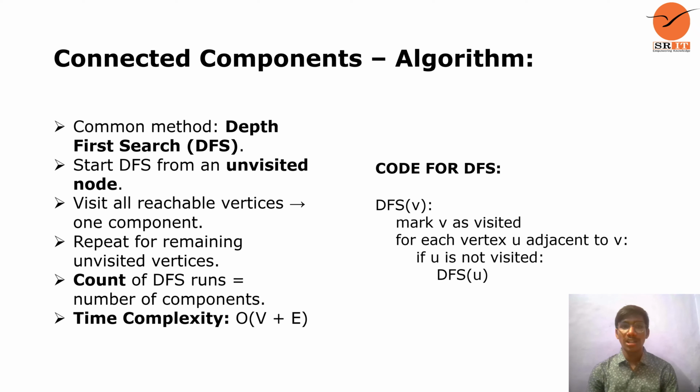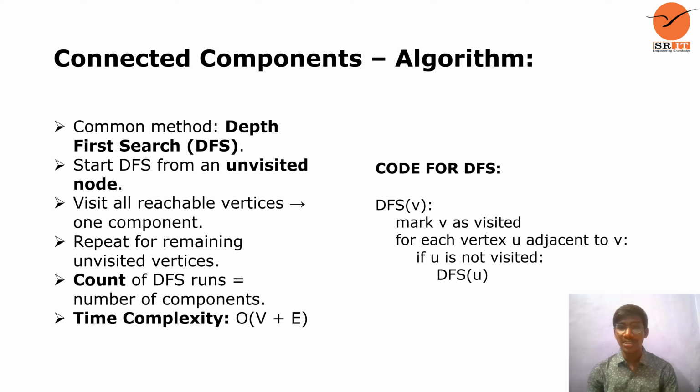Connected components algorithm. A common method is depth first search. Start DFS from an unvisited node and visit all reachable vertices. That is one component. Repeat for the remaining unvisited vertices. The count of DFS runs equals the number of components. Time complexity is O of vertices plus edges.